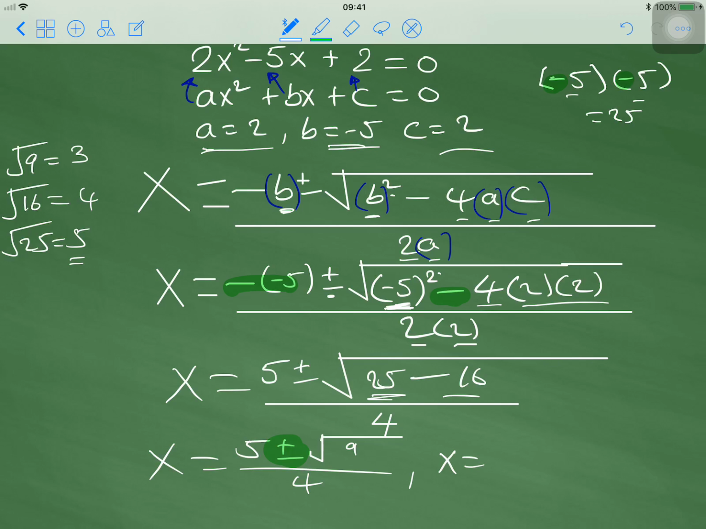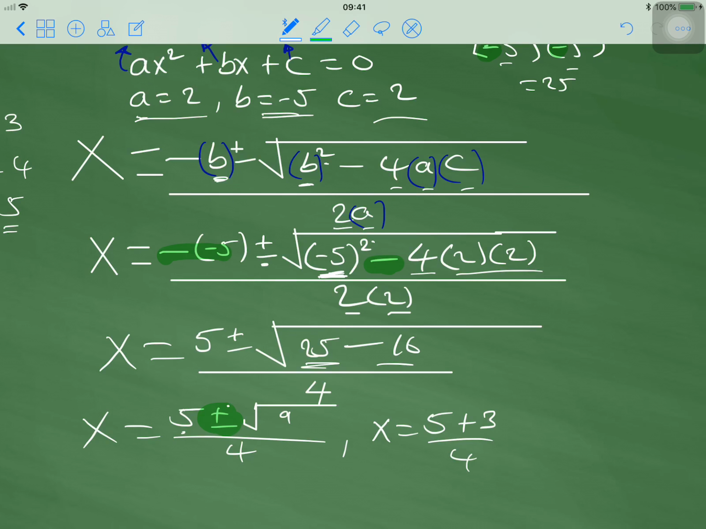So x will be equal to, so we have this 5. We choose one of the symbols, so we can write plus first. The square root of 9 is 3, divided by 4. Next, we are going to have x equals 5. Before we started by choosing plus, now let us choose minus. Minus the square root of 9, which is 3, divided by 4.